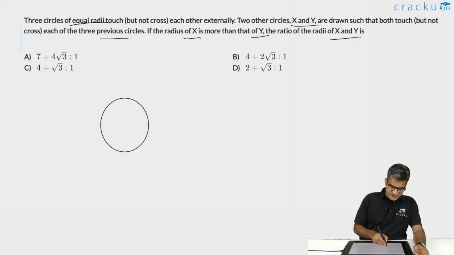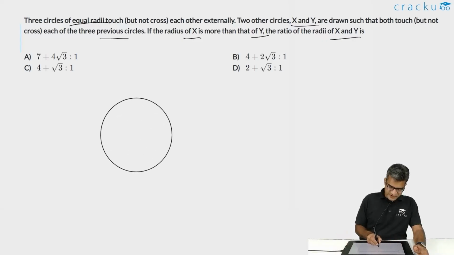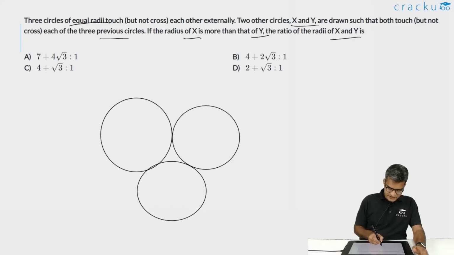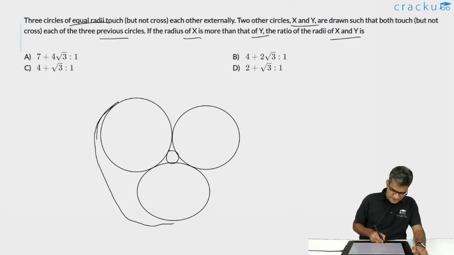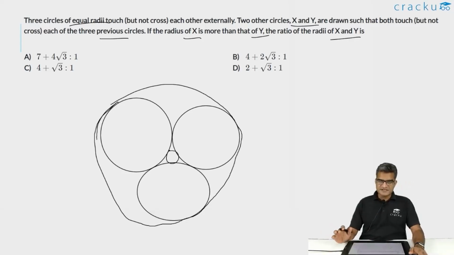So let us assume that the 3 circles are like this, which have equal radii. This is the first circle, this is the second circle, and this is the third circle. Something like this. Now we have one circle which is inside these 3 circles like this, and we have one circle which is outside the 3 circles, something like this. Let us assume that these look like circles. I know that they don't look like circles, but assume that they are actually circles.